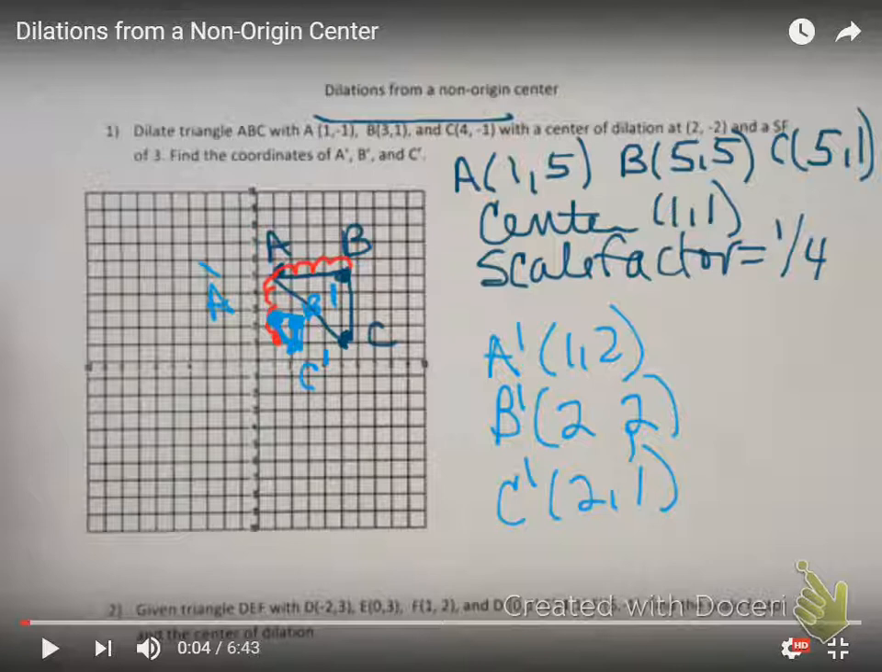Again, you put on the point of center, you graph the points that are there, you count the distance from the point of center to each vertex, and you apply the scale factor. If it's a whole number, it's going to make it bigger and farther away. If it is a fraction, it'll make it smaller. It'll cut that distance by whatever that scale factor is and make it smaller, closer to the point of center.